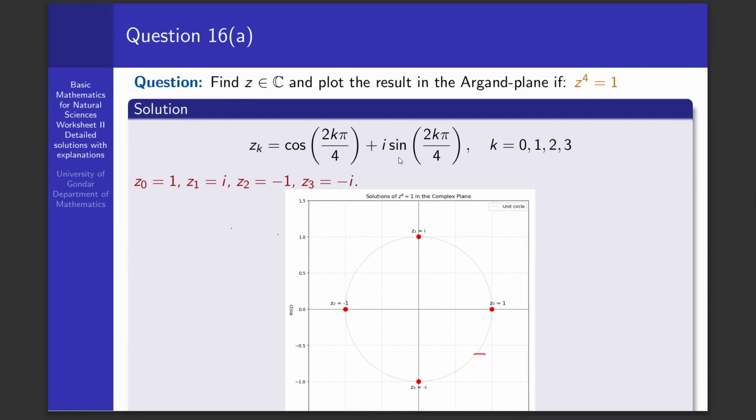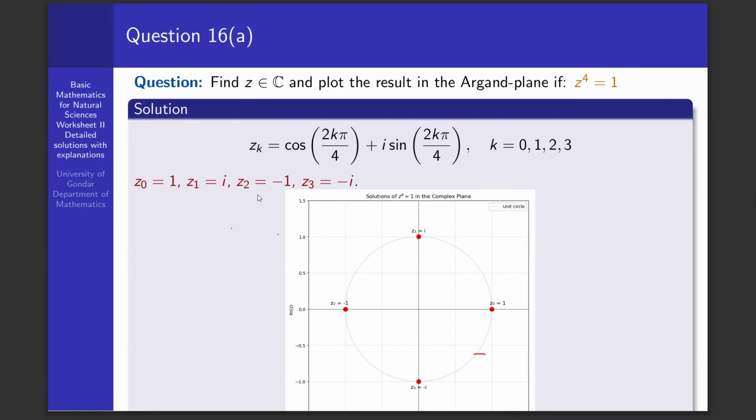But sine of 3 over 2 pi is 1. And cosine of this value is 0. Therefore, it is purely imaginary. Therefore, it is z3, that is minus i. Therefore, the 4 possible roots of this equation could be 1, i, -1 and -i.